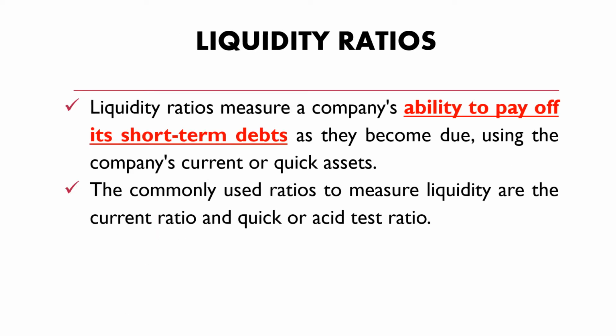The liquidity ratios. Liquidity ratios measure a company's ability to pay off its short-term debts or short-term obligations as they become due using the company's current or quick assets. The commonly used ratios to measure liquidity are the current ratio and the quick ratio, also known as the acid test ratio.